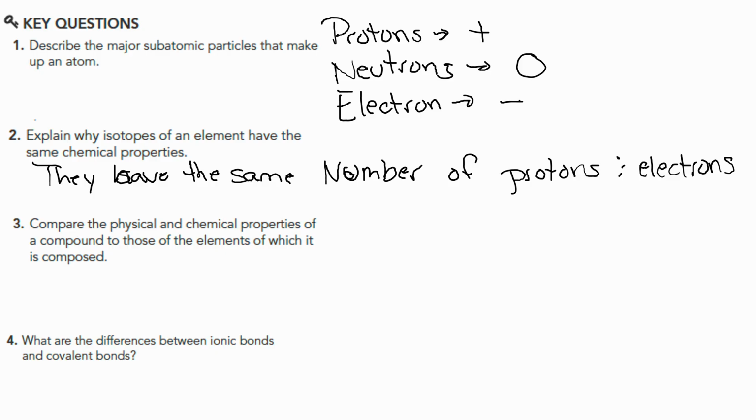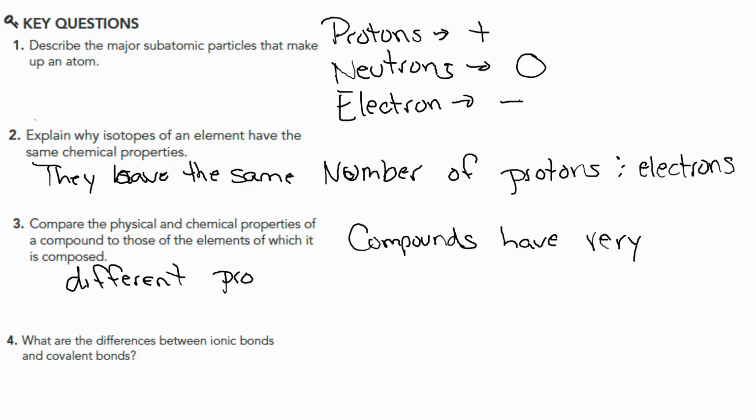Number three, compare the physical and chemical properties of a compound to those of the elements of which it is composed. So usually compounds have very different properties. An example of this would be water, right? It is made of oxygen, which is a gas, and hydrogen, which is a gas. Combine those together, you get a liquid. Very different properties.